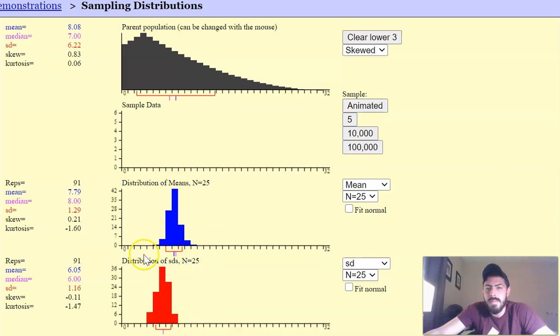So I see that here my mean for my means is 7.79, and it's supposed to be 8.08. So that's not too far off. That's a pretty good estimate. And my mean for my standard deviation is 6.05, and it's supposed to be 6.22. So that's also pretty good. It didn't take very long at all. Before we were at a million reps and it was still a little bit skewed. Now we're at less than 100, and both of these distributions are clearly normal-ish, right?